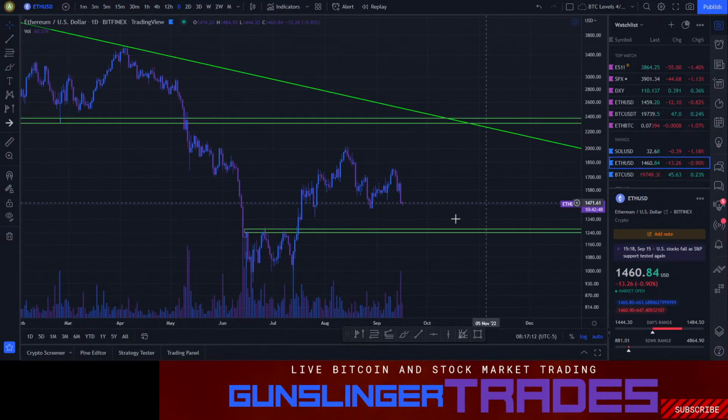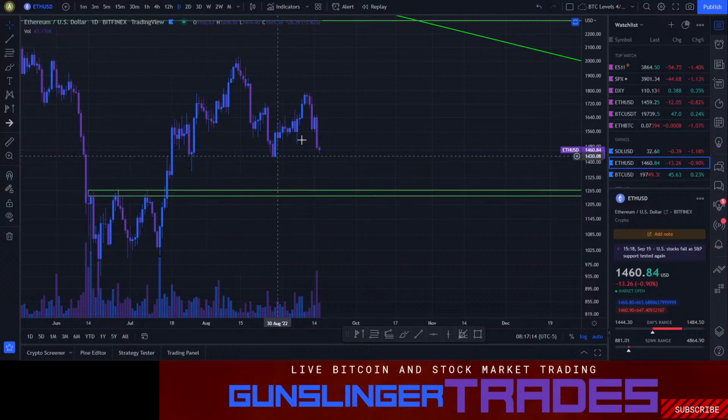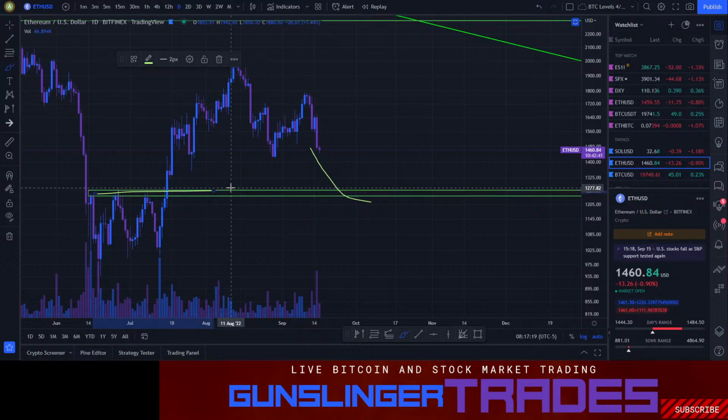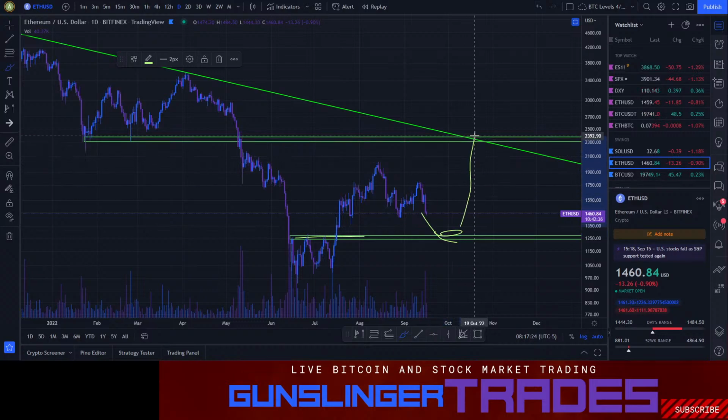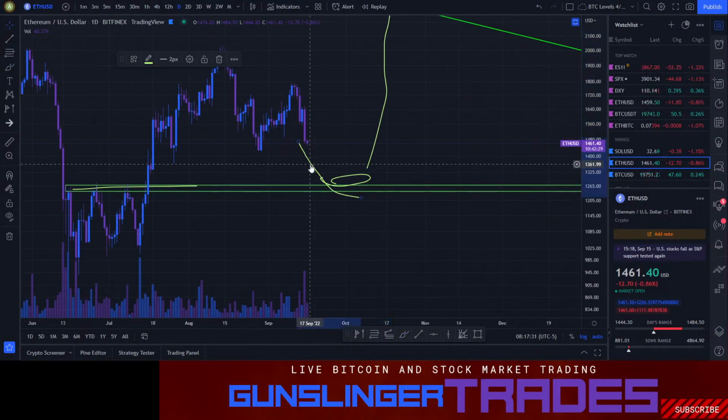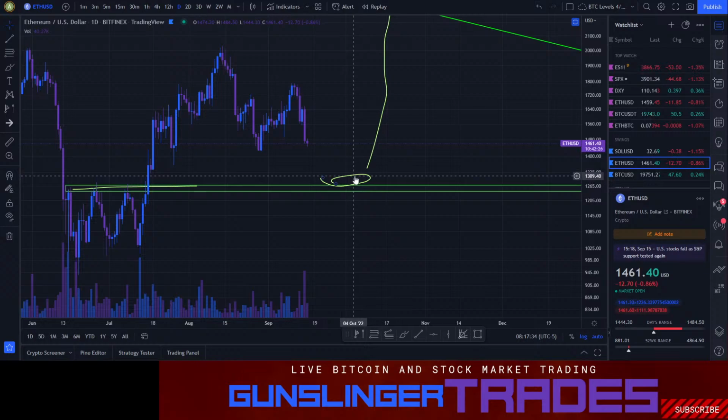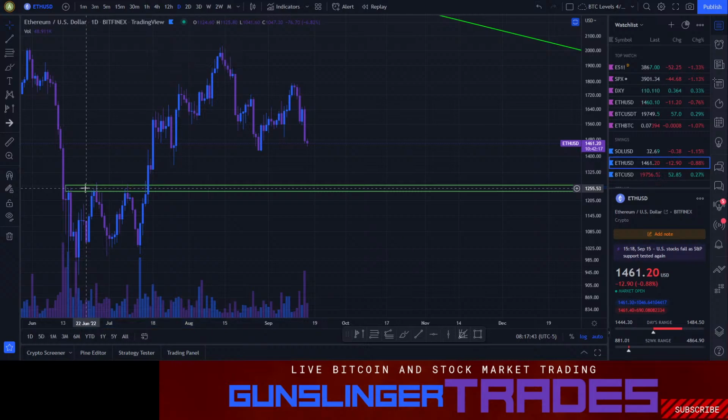Oop, let me reset. I do believe we're going to come back and retest these highs up here. This might hold as a support, and then lastly we'll pump up to 2400. Again, that's the swing trades that I'm looking at. This will be more of a spot opportunity, not necessarily a leverage opportunity. So just keep that in mind. Not financial advice, but that is just what the gunslinger is doing.